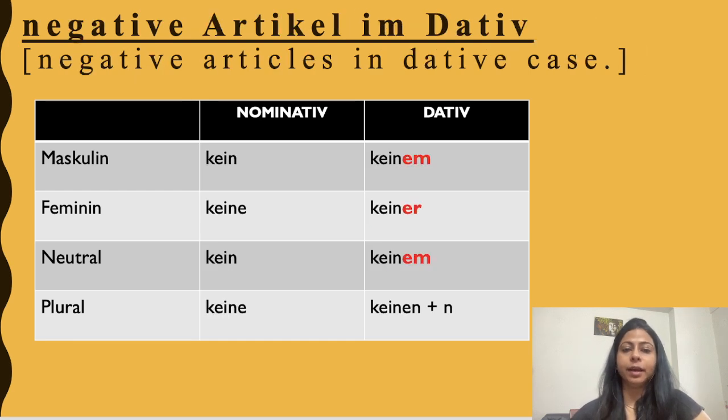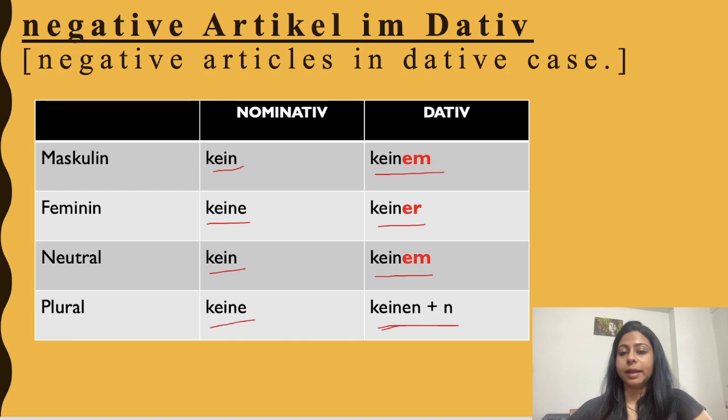Now let's see negative article in dative. What are the negative articles in dative case? Let's look at first nominative and then we will be looking at the dative case. So in nominative it is kein, in dative it becomes keinem. In feminine it's keine, in dative it becomes keiner. In neutral, in nominative it is kein, in dative it becomes keinem. In plural it is keine in nominative, in dative it becomes keinen plus n.